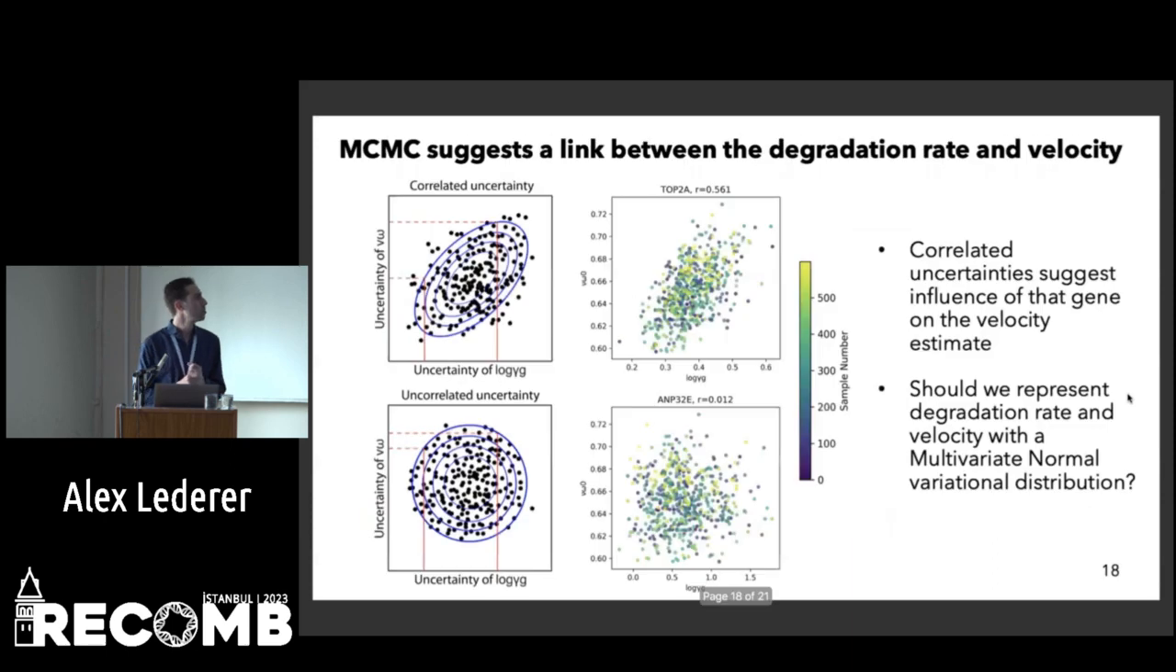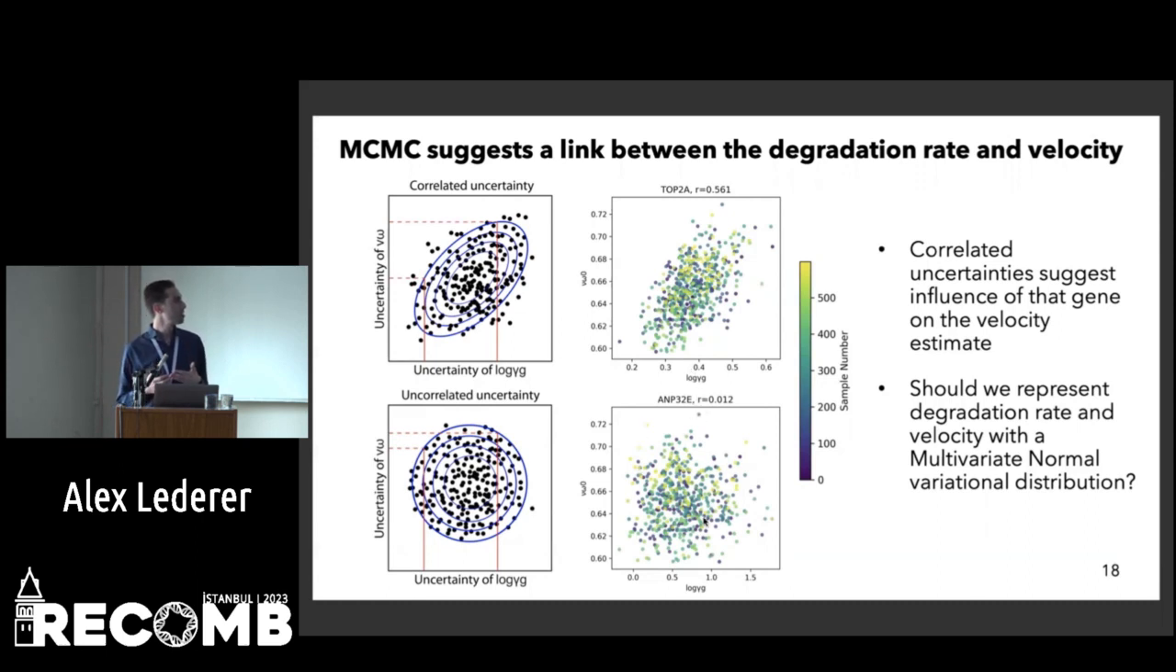Last but not least, we wanted to see if another approach besides variational inference, namely MCMC, would provide us more insights into the underlying structure of the data. Namely, if we look at the uncertainty of our samples from MCMC for different parameters, such as the degradation rate and the velocity, we expect either two scenarios, one where there's a correlated uncertainty, or where there is an uncorrelated uncertainty. And what we found is that for different genes, we have either a correlated or an uncorrelated uncertainty.